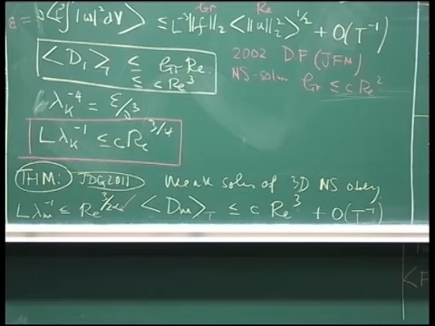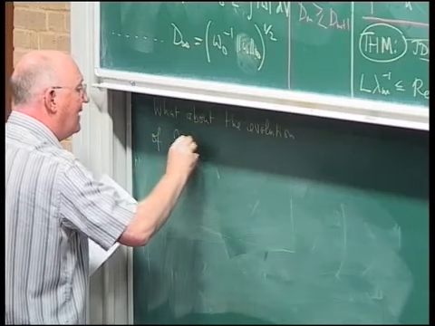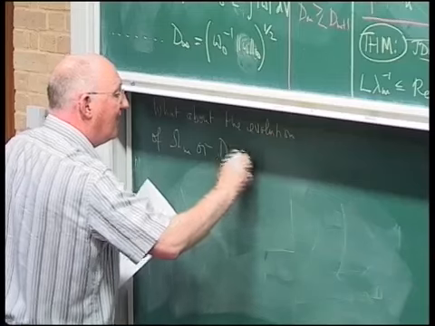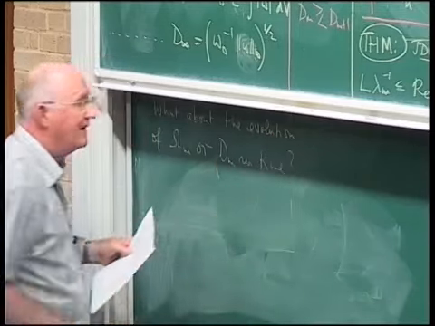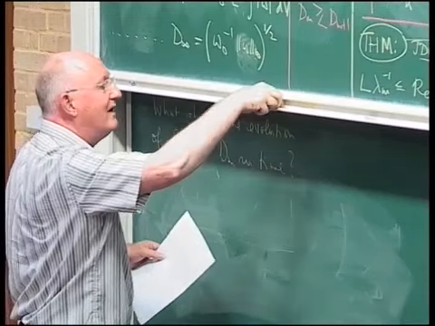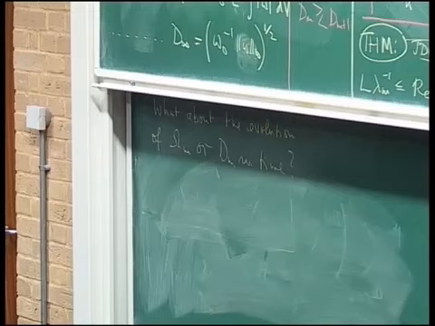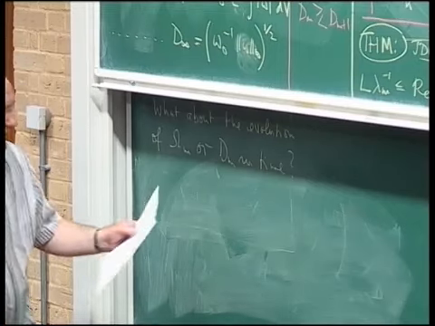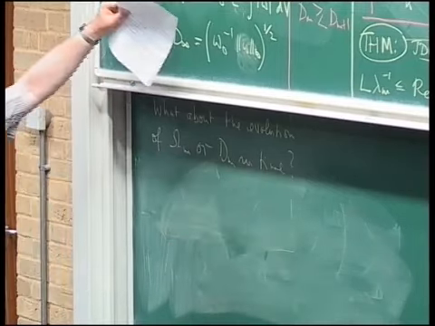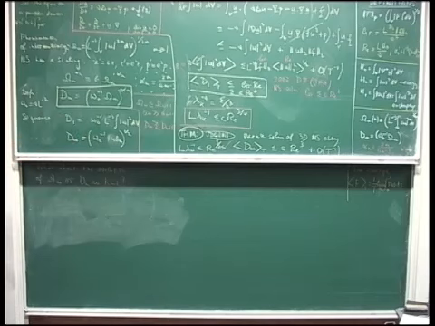Now, what about the evolution of omega m or D m in time? Can I say anything about that? Okay, well, it would be nice actually to get a differential inequality for the omegas or the D's themselves. Now you then run into a problem.